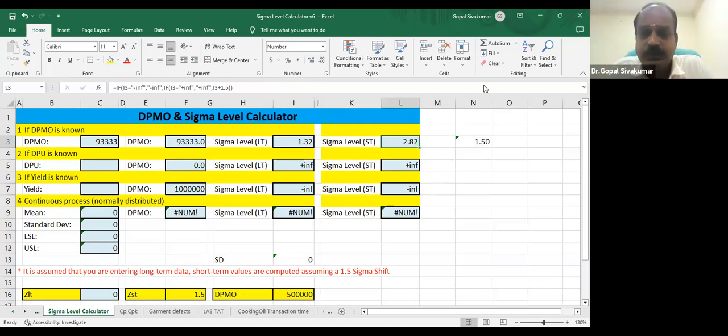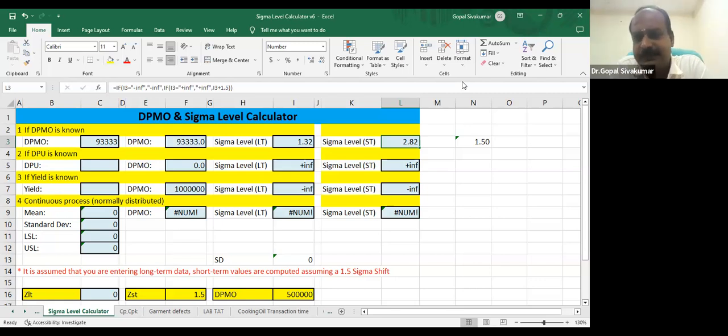But how to collect the data and how to actually calculate, you have to wait for some more time, right? Maybe at a later stage, we'll be discussing in depth. At that time, you will know what all the calculations behind short term and long term are. Right now, the calculations are taken care of by the Excel sheet. Now, the short term sigma level is 2.82. Long term sigma level is just 1.32.